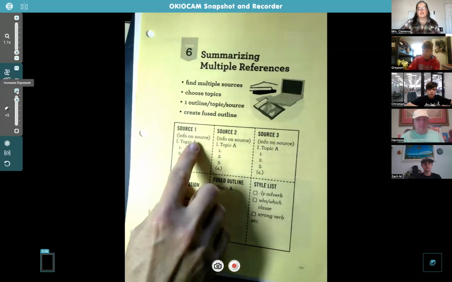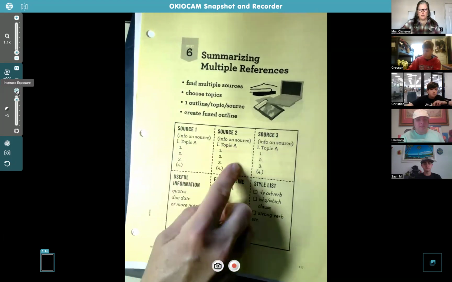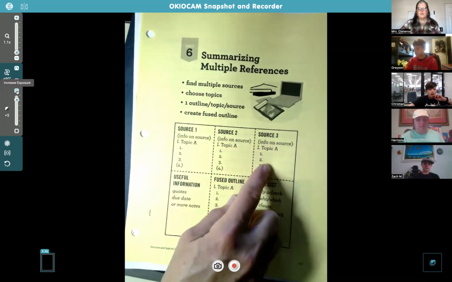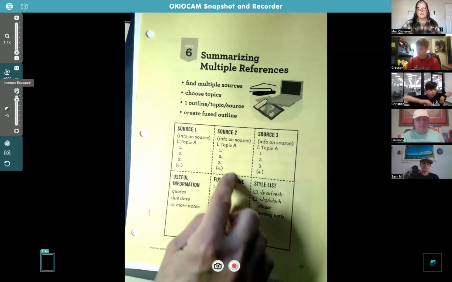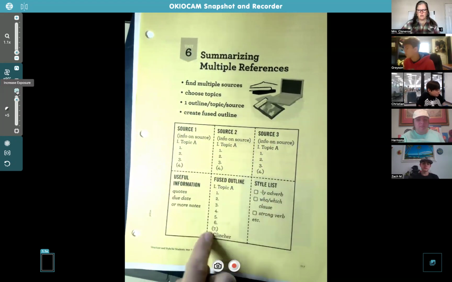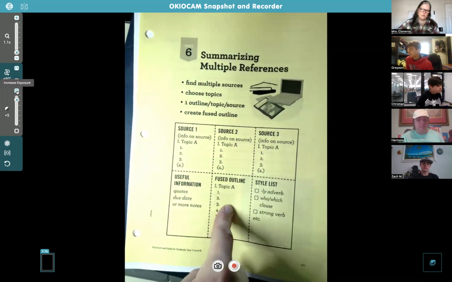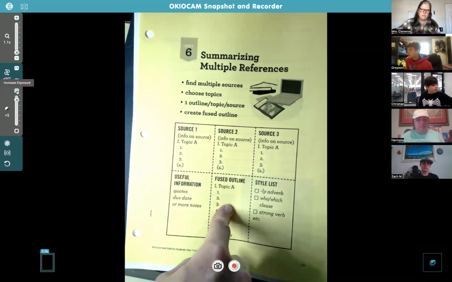So what you're going to do is take a little bit from source 1, a little bit from source 2, a little bit from source 3, and you're going to copy it down here in the fused outline. Then this is the one you use to write your paragraph.